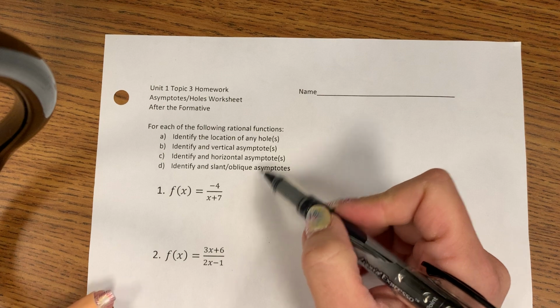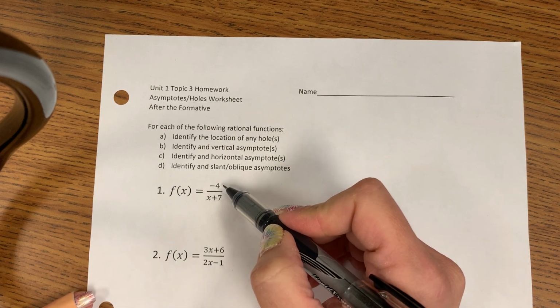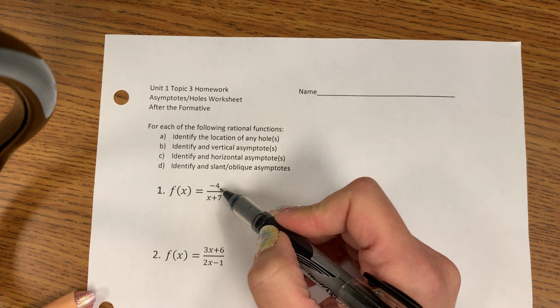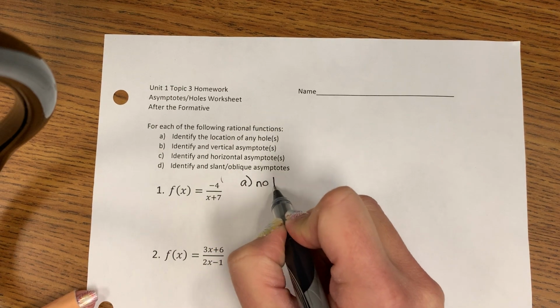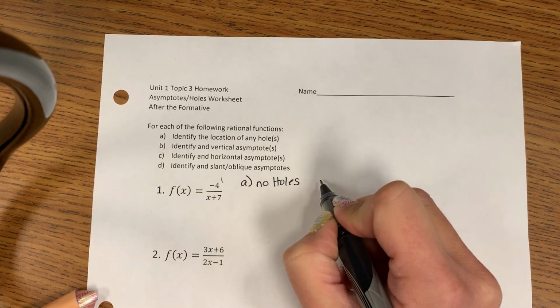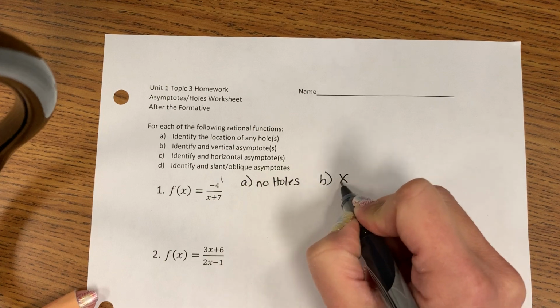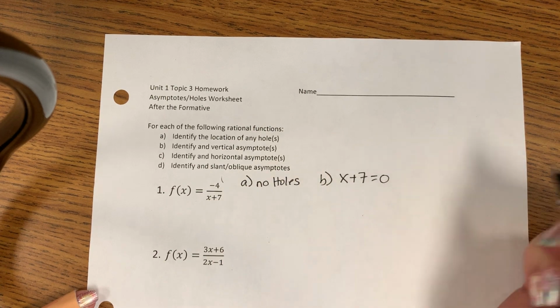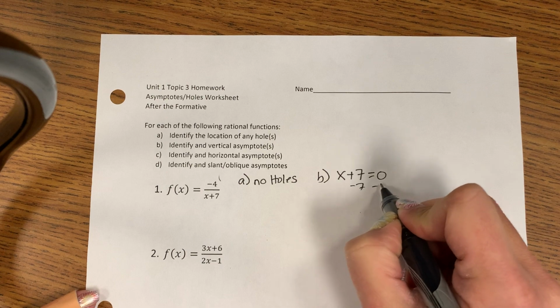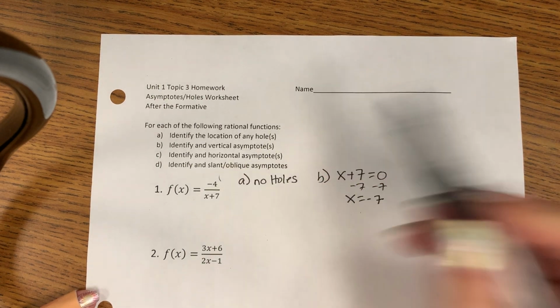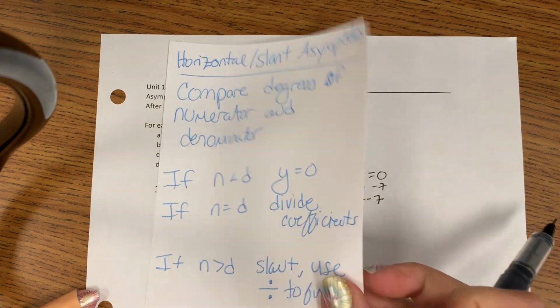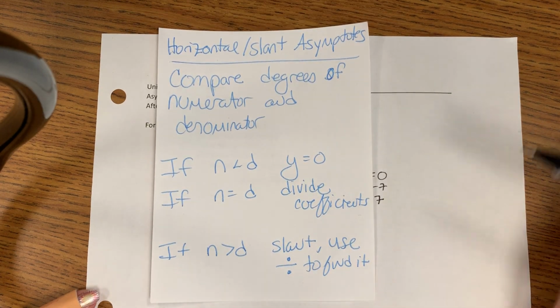So A talks about holes, and I need to know if any factors divide by 1. In number 1, there are no factors that divide, so there are no holes. For B, the vertical asymptote is when the denominator equals 0. I'm going to solve that. X equals -7.